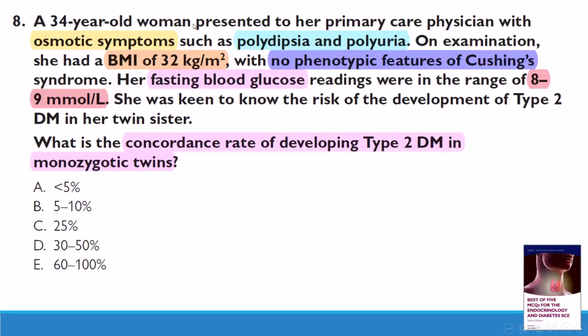Another question: what is the concordance rate of developing type 2 diabetes mellitus in monozygotic twins? Yes, 60 to 100%.